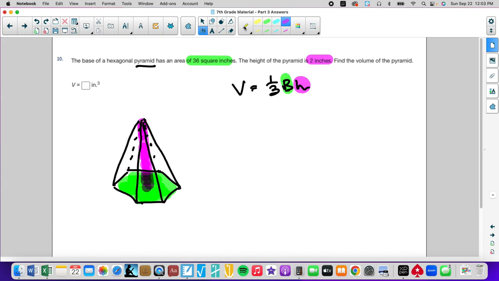So this is still a plug and play. They've given us all the information that we need. 1/3, the base is 36 inches squared.